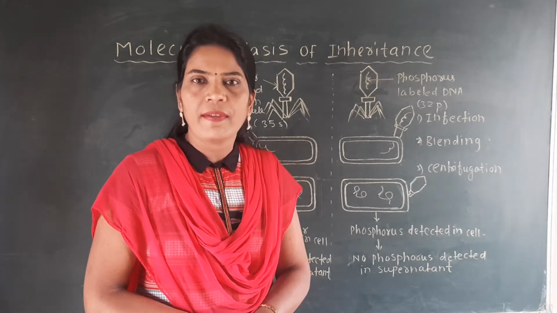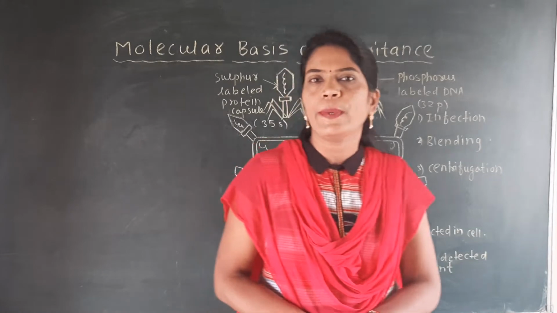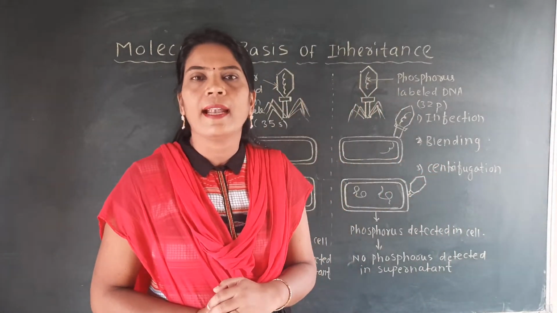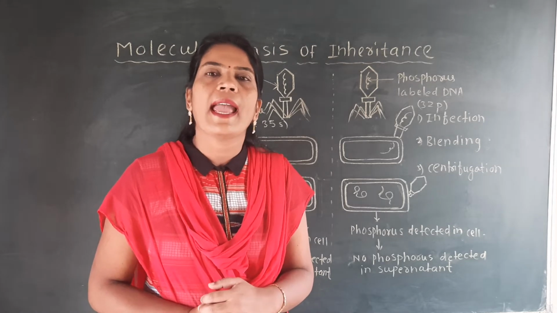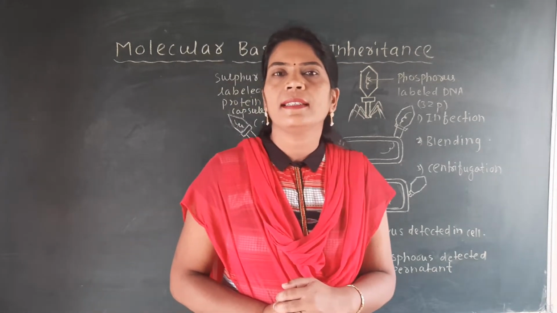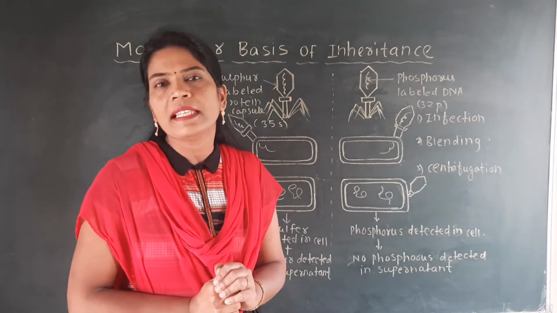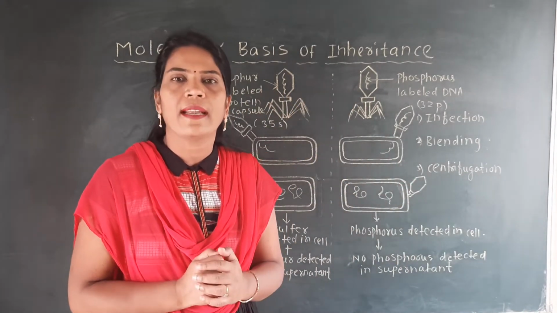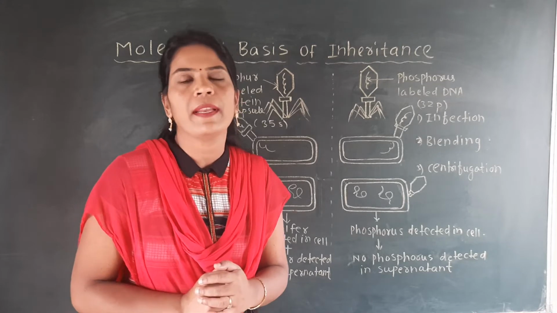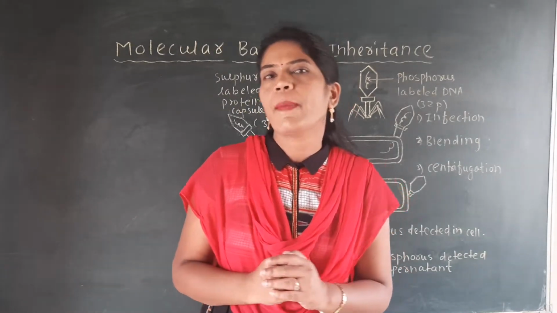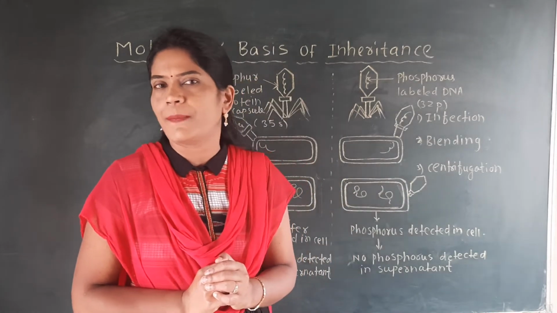In the previous lecture we started our topic, the molecular basis of inheritance, and in that we saw DNA as a genetic material. The first experiment that we saw is the Griffith experiment, who proved that the transforming principle is there which converts the live R strain bacteria into the S strain bacteria.